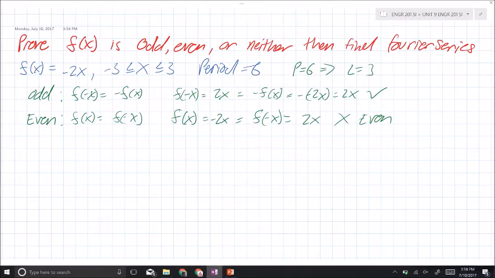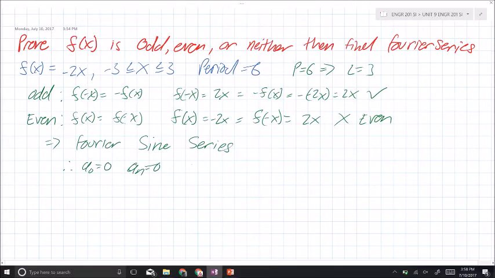So if it's odd, that means we're dealing with sine. So we're dealing with a Fourier sine series. Therefore, a sub 0 equals 0, a sub n equals 0, and b sub n will equal 2 over L integral from 0 to L of f of x sine n pi x over L. Right. So the reason why a sub 0 and a sub n are 0 is because it's a sine series, and it's a sine series because our function is odd.